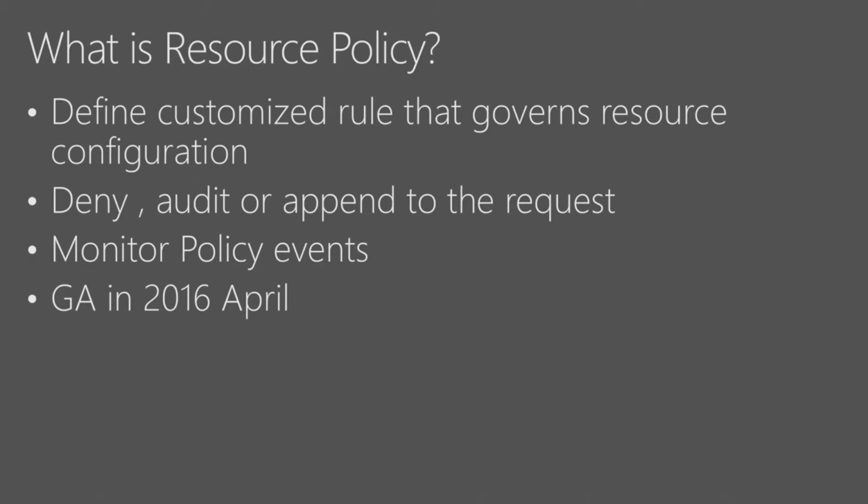It is a custom rule you can define that governs your resource configuration. Previously, Greg talked about RBAC, which allows you to define who has permission to do what. But here you define the what. You want to define what the resource should look like when you create or update those resources. Based on the rule, the policy can deny, audit, or append to your request. We'll talk about the difference later on. And then you can also monitor policy-related events.